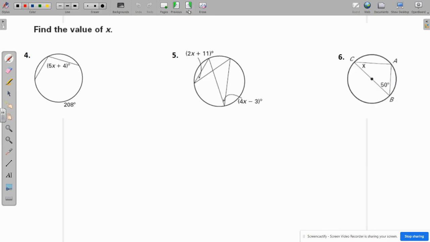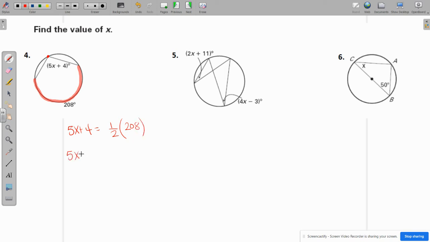Let's do one more. Here we have another inscribed angle. The vertex is on the circle and the two sides of the angle are chords. If this angle measure is 5x plus 4 degrees, the intercepted arc is 208 degrees, the arc that goes right along here and has endpoints on those two chord endpoints. So what we know is that this angle measure, 5x plus 4, should equal half of the intercepted arc measure, which is 208 degrees.